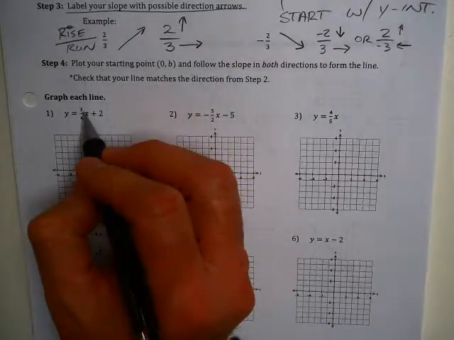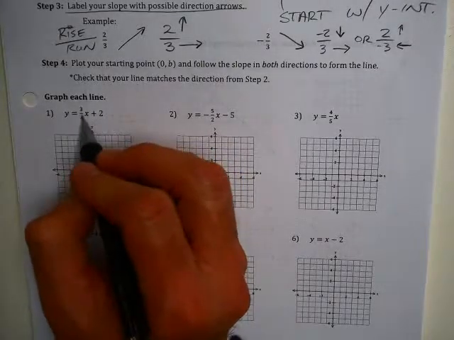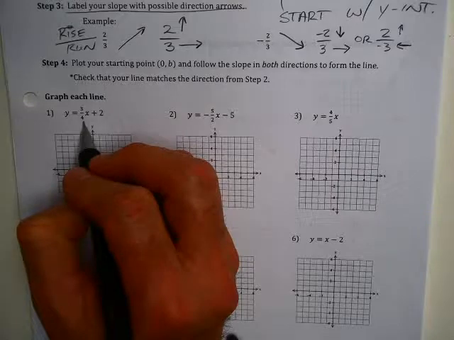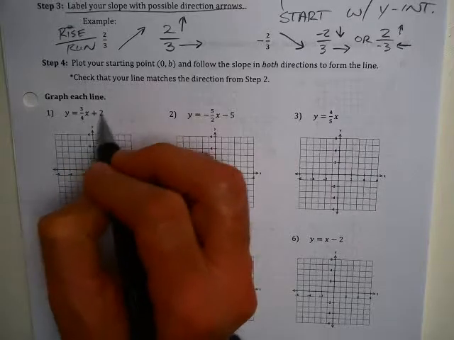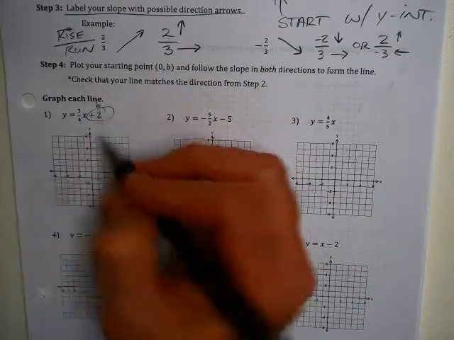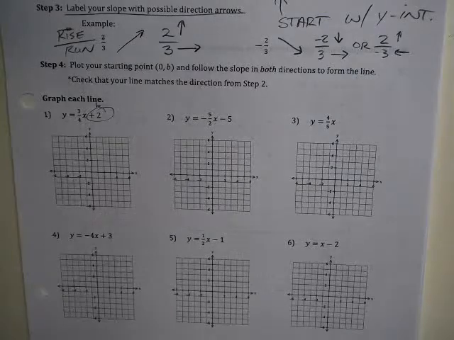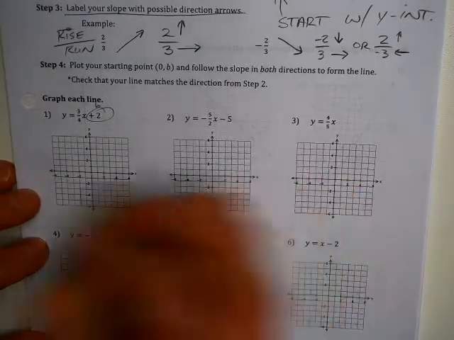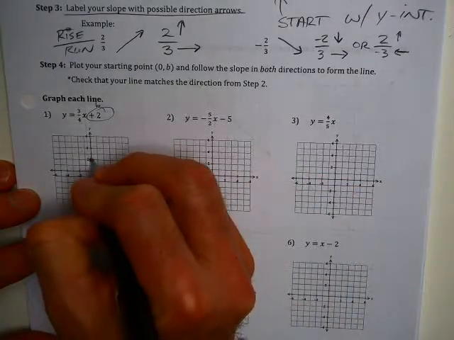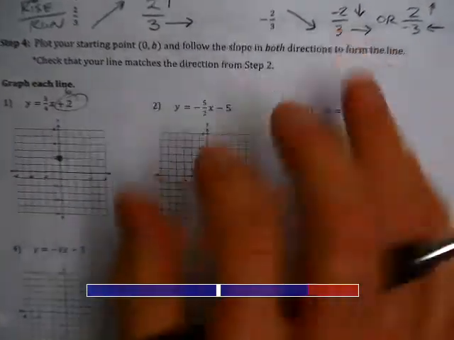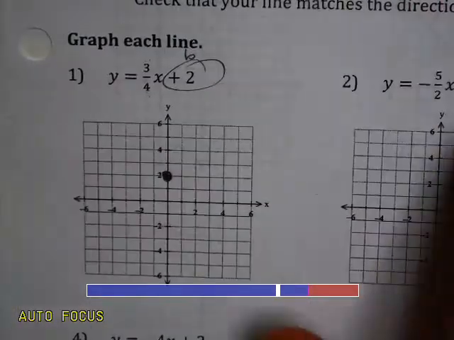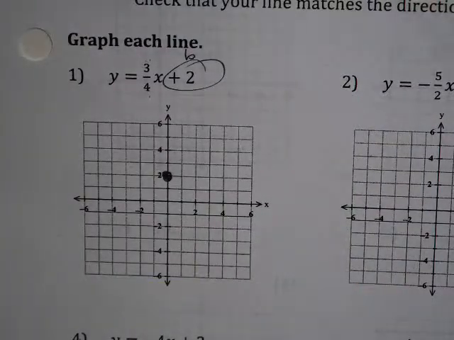So I've got the 3 and the 4, but I need to know where to start that with. And that's going to be this guy right here. This is the b. So this is the y-intercept. I go to 2 on my y-axis. Looks like it's about here. Zoom in a little bit on that. Put a point. So that's your starting point.